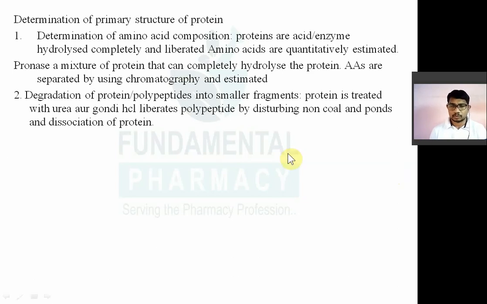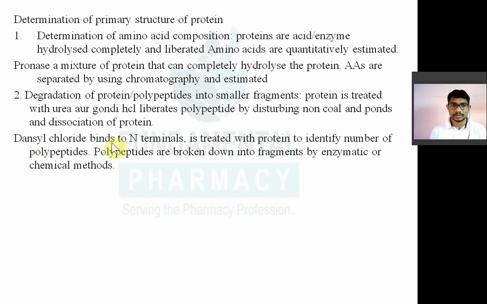So protein is treated with either urea or guanidine hydrochloride. So they disturb the disulfide bond in the secondary and tertiary protein. Okay, so for example, quaternary protein kaise banta hai aapko malum hai. If two or more polypeptides come together, they form a quaternary structure by hydrogen bond, by disulfide bond and ionic interaction. Okay, so out of that, disulfide bond is relatively stronger, so that bond is broken down by this urea and guanidine hydrochloride, which liberates polypeptides by disturbing the disulfide bonds, causes dissociation of protein.